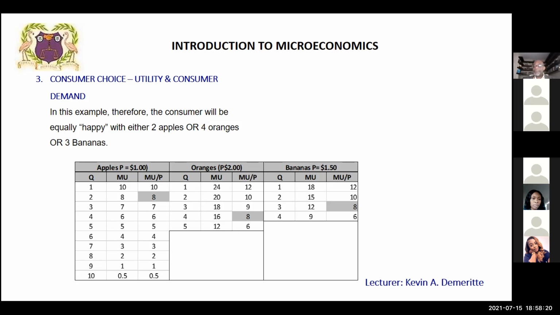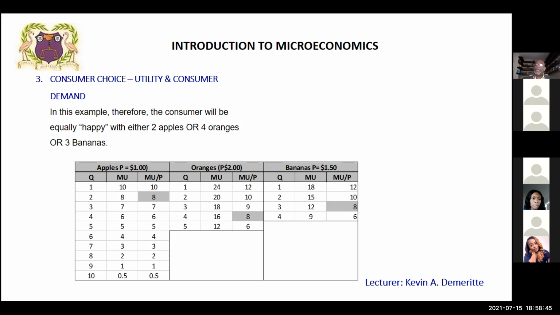Now let's look at bananas. Bananas fall somewhere in between. We like bananas more than we like apples, but not quite as much as we like oranges. And bananas are $1.50 each. So that first banana, we liked it a lot. We got 18 units of satisfaction or enjoyment from that banana. That banana cost us $1.50.